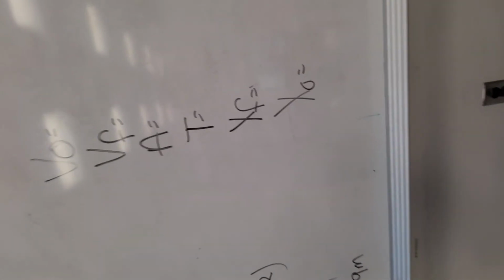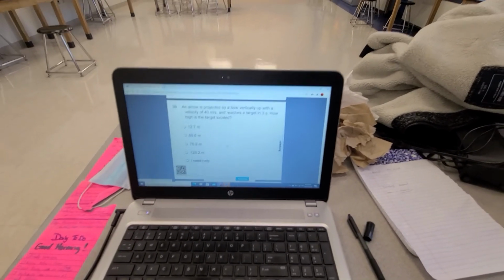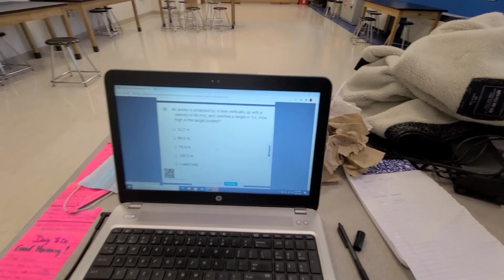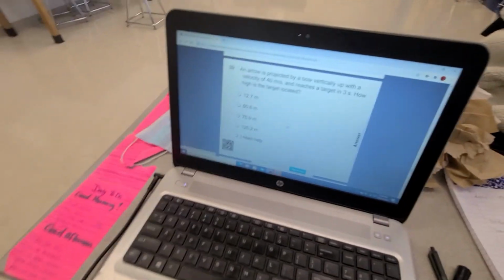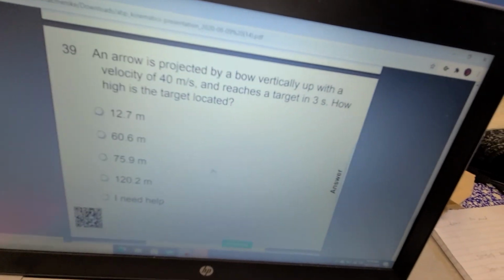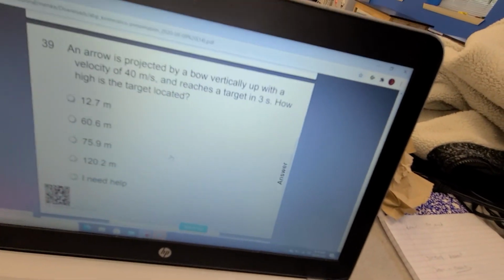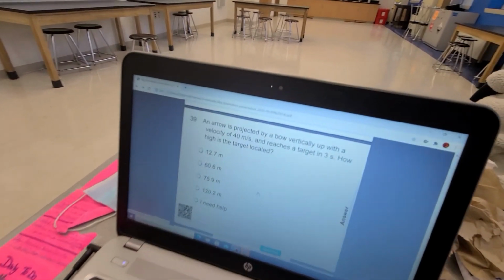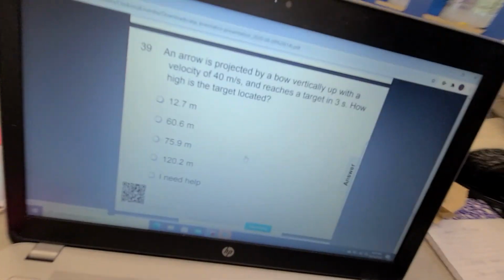Why not? An arrow is projected by a bow vertically up with a velocity of 40 miles per second and reaches a target in 3 seconds. How high is the target located? So first, what variables can you pull out from this?